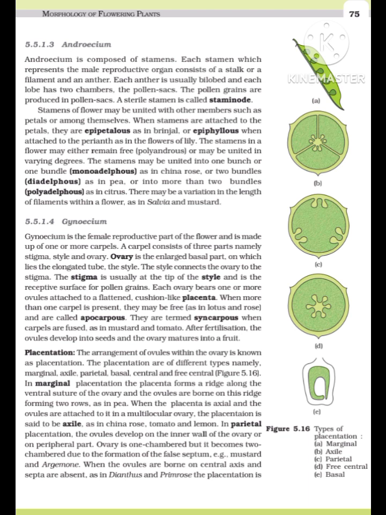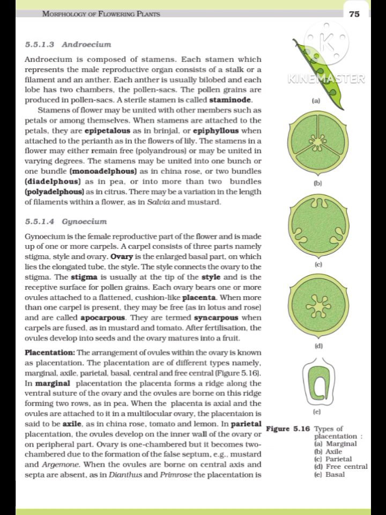The stamens in a flower may either remain free, polyandrous, or may be united in varying degrees. The stamens may be united into one bunch or one bundle, monoadelphous, as in China rose, or 2 bundles, diadelphous, as in pea, or into more than 2 bundles, polyadelphous, as in citrus. There may be a variation in the length of filaments within a flower, as in salvia and mustard.